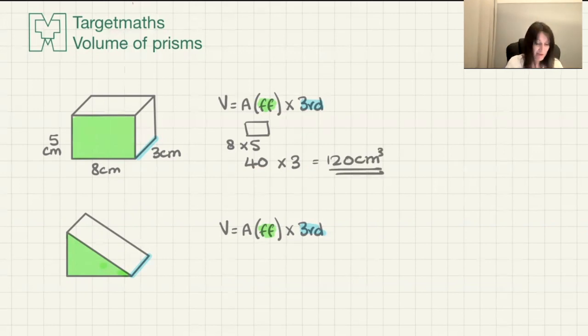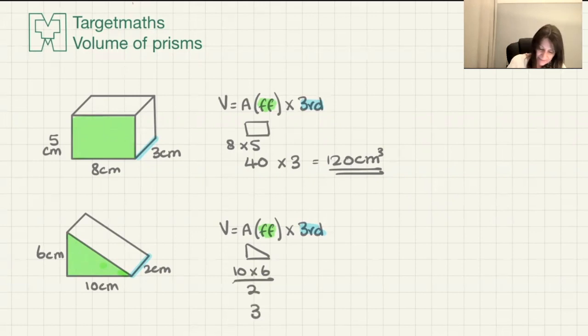And then we've got the triangular prism. Let's pop some numbers on there. So 6 centimeters, say 10 and 2. This time, my area, my front face, is a triangle. So this step will look different to the previous question because I've got to do base times height. So 10 times 6, and then I must remember to divide it by 2. That is going to give me 30, which I times through by the third length, which equals 60 centimeters cubed.